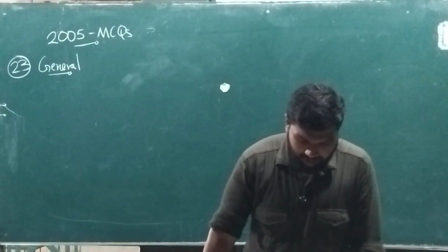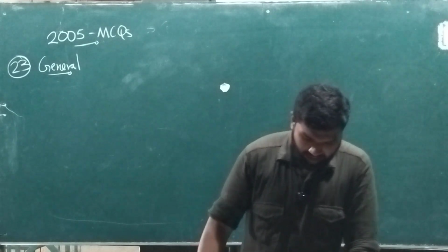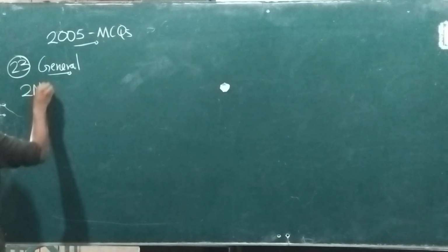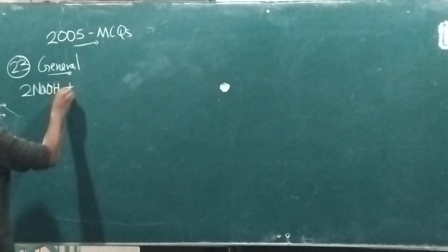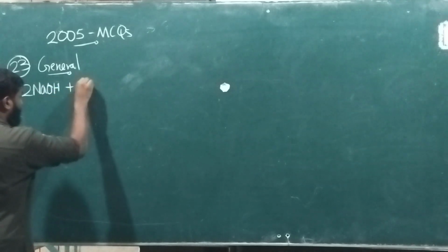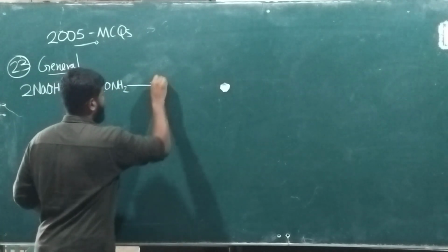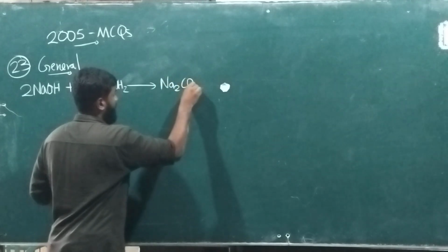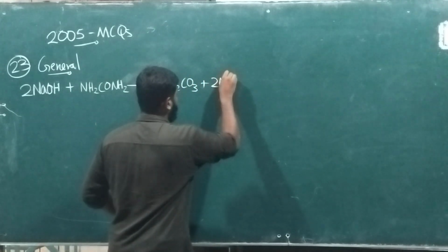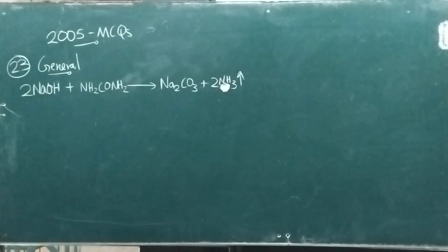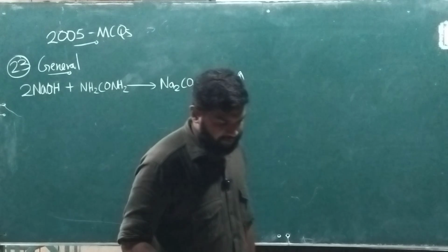So NaOH reacts with urea as follows. So now they have given the reaction of urea with sodium hydroxide. 2 moles of sodium hydroxide is required to react with 1 mole of urea to produce sodium carbonate along with 2 moles of ammonia gas. This is the equation that they have given. So it is totally balanced right now.